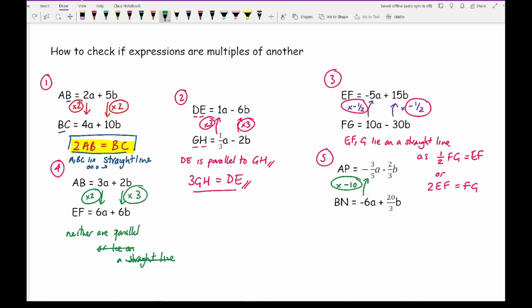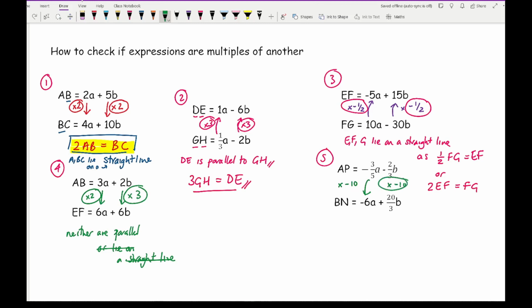And so it's going to be the other way around. If I go from here to here, it's going to be times -10. And if I then do positive 20 over 3 divided by -2 over 3, I get an answer of -10 again.